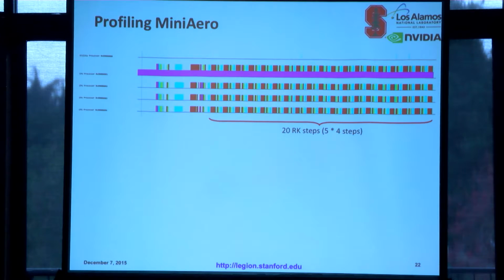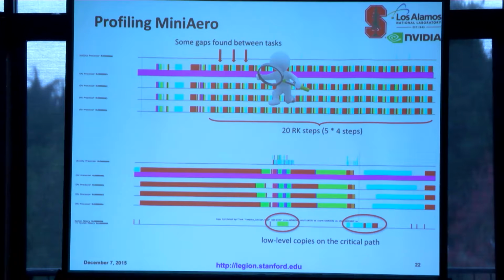I also take a closer look at the task level here. Then you can see that there's a small gap between tasks, even when fit to the entire timeline. So I zoomed in and found that there are some low-level copies that somehow block the task from being executed in this particular case. These blue copies mean that the copy is initiated by the following task here. So this copy is on the critical path.